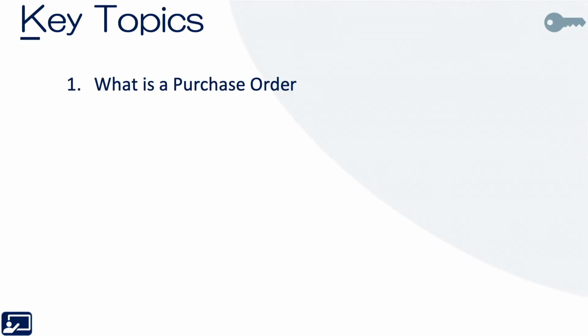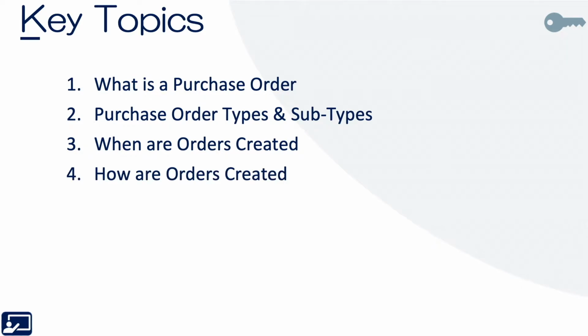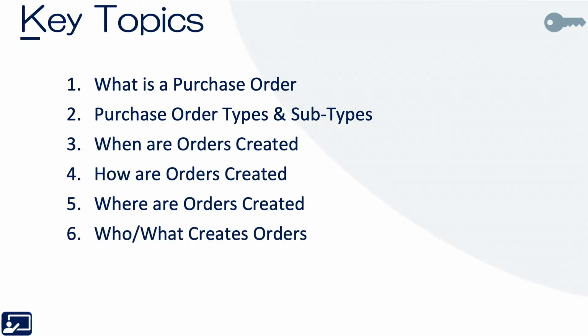Key topics are as follows. What is a purchase order? Purchase order types and subtypes. When are orders created? How are orders created? Where are orders created? Who or what creates purchase orders? And finally, why are purchase orders created?